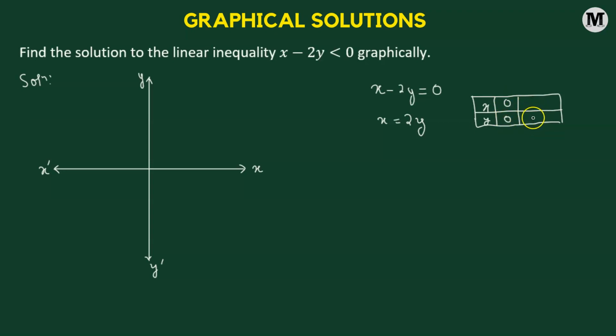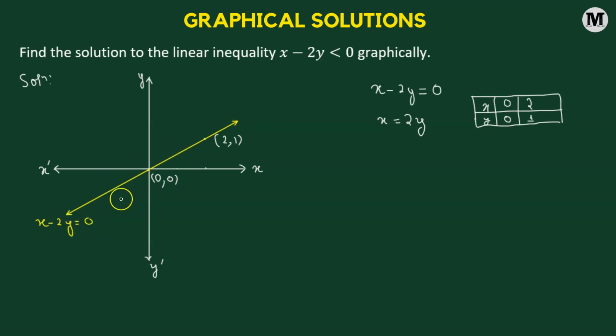Then if we choose y to be equal to 1, then x is going to give us the value 2. We'll plot these 2 points on an xy coordinate plane. So here we have the point 0, 0. And then we have the other point when x equals 2, then y is going to be equal to 1. So we have 2, 1. And now we'll draw a line that passes through these 2 points. So we have the graph of x minus 2y equals 0.